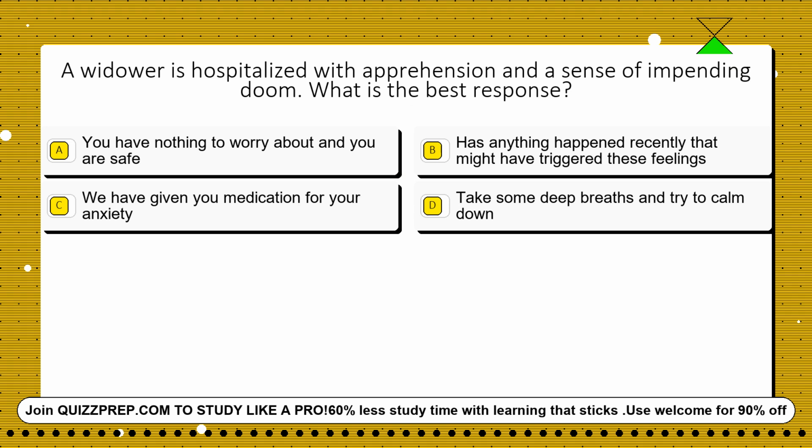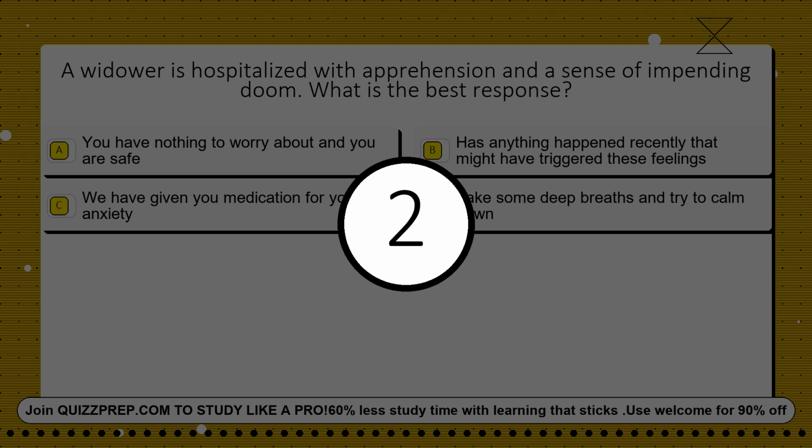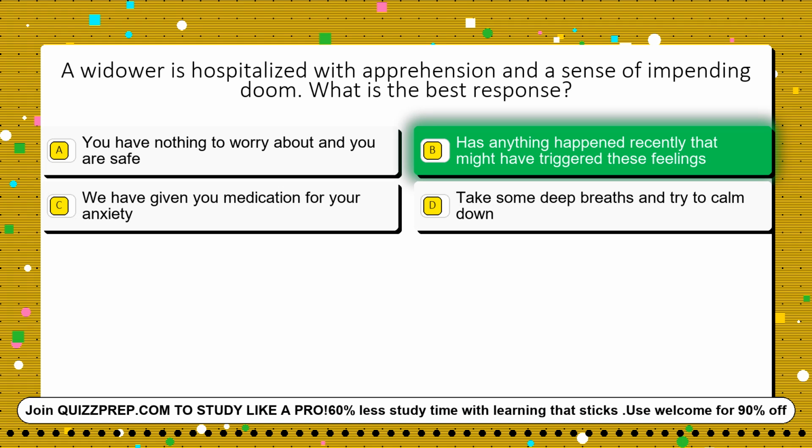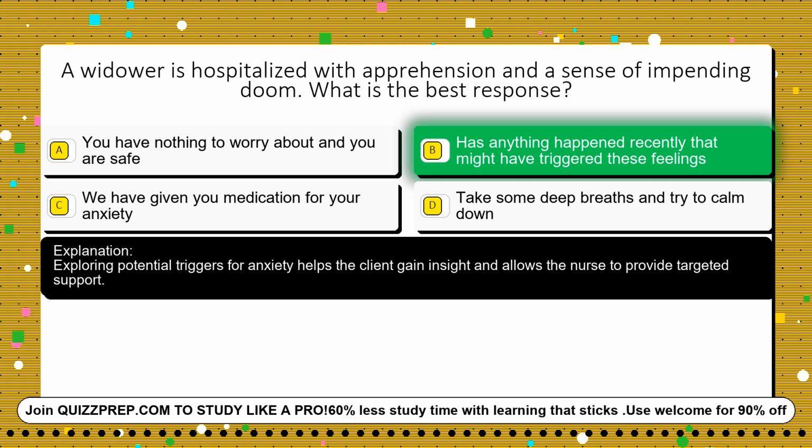Question 68. A widower is hospitalized with apprehension and a sense of impending doom. What is the best response? Option A, you have nothing to worry about and you are safe. Option B, has anything happened recently that might have triggered these feelings? Option C, we have given you medication for your anxiety. Option D, take some deep breaths and try to calm down. The correct answer is option B. Has anything happened recently that might have triggered these feelings? Exploring potential triggers for anxiety helps the client gain insight and allows the nurse to provide targeted support.